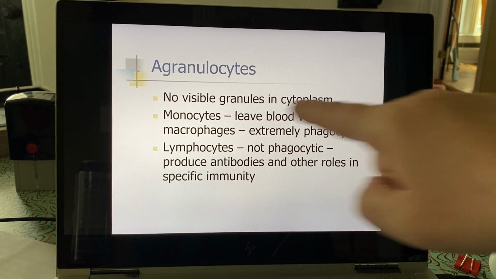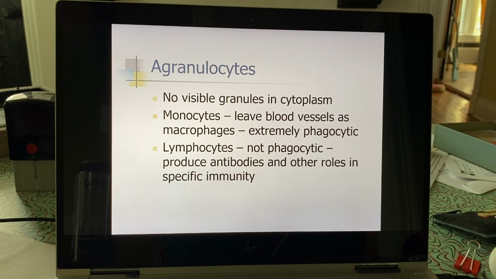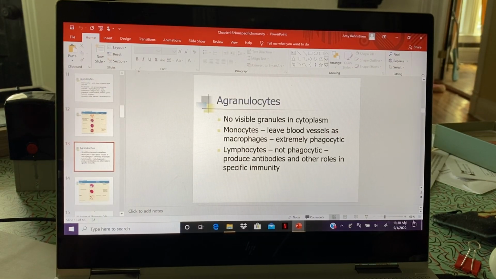And then I mentioned these guys, okay? So lymphocytes. So these are also a type of white blood cell. They don't have granules in them, so that's why we refer to them as agranulocytes. And the lymphocytes are the cells that I'm going to be talking about in your specific immune system. Okay, so now let me go back to here.